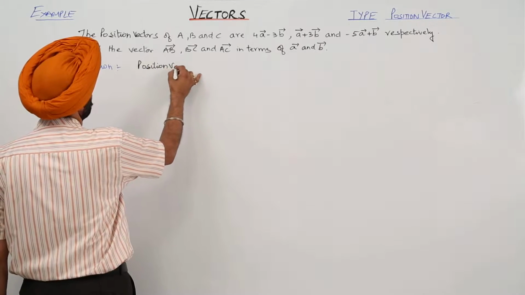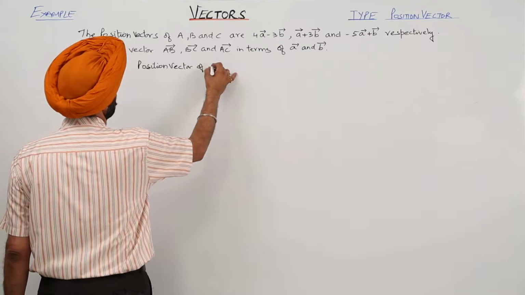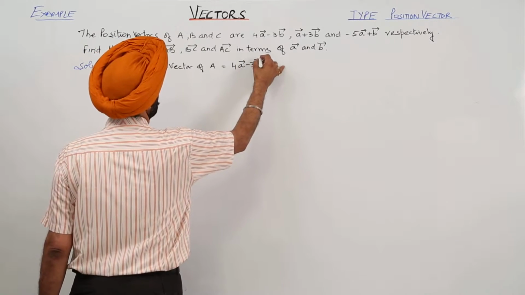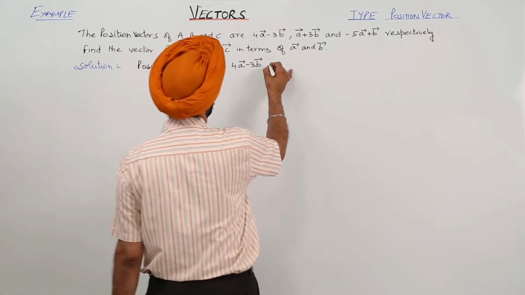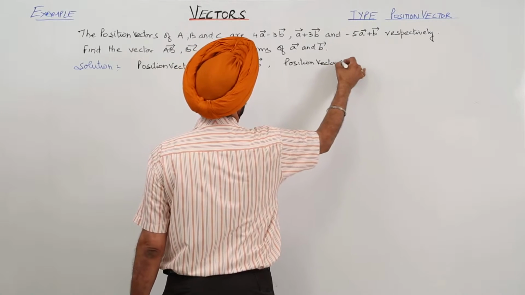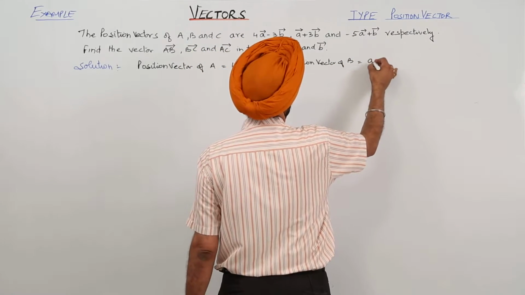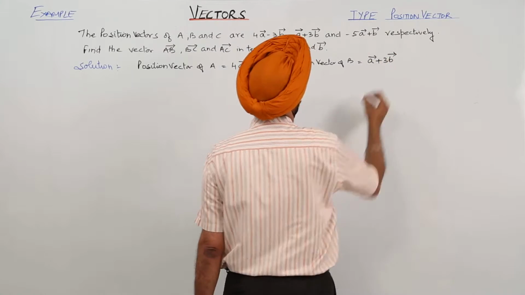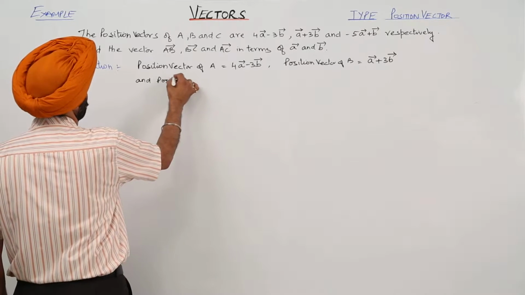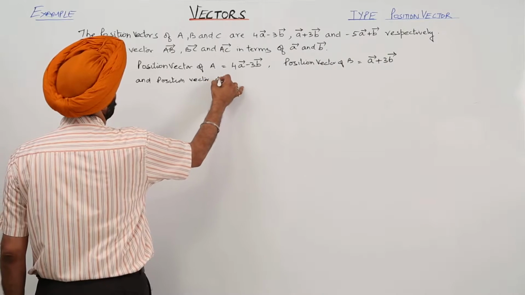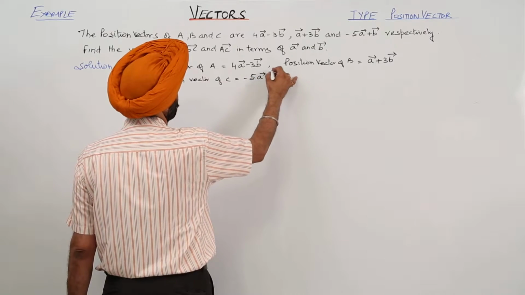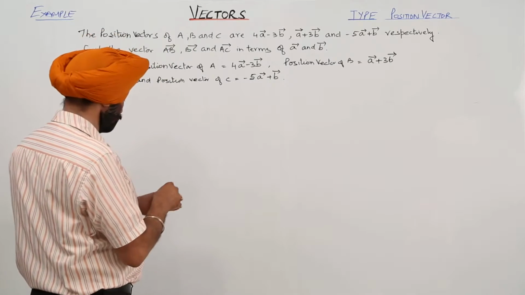Position vector of A is given by 4 vector A minus 3 vector B, position vector of point B is equal to vector A plus 3 times vector B, and position vector of C is given by negative 5 times vector A plus vector B. Now what we have to find? We have to find number 1, vector AB.